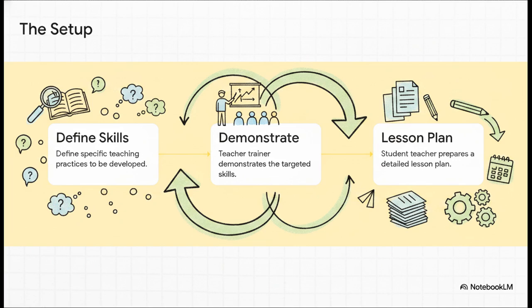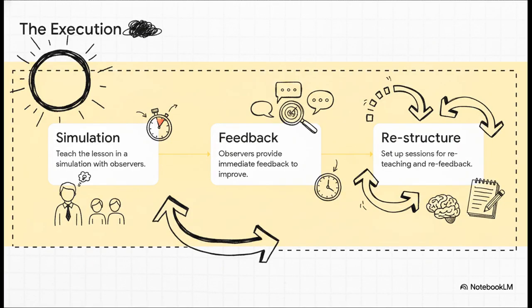And Step 3. The student-teacher then meticulously prepares a highly detailed, targeted lesson plan that absolutely requires the use of that one specific skill. Next up is the execution phase. Step 1, the student-teacher actually gets up and teaches that short 5 to 10 minute simulation lesson, right there with observers present. Step 2, those observers immediately provide laser-focused feedback specifically aimed at improving that targeted skill. And Step 3, based on that feedback, they immediately set up sessions for restructuring the lesson plan, reteaching it, and getting re-feedback. The critical importance here: the absolute immediacy of that targeted feedback. It is a real game changer.